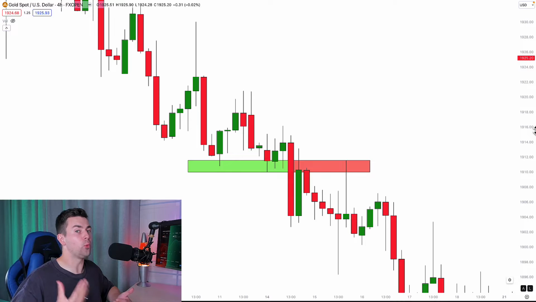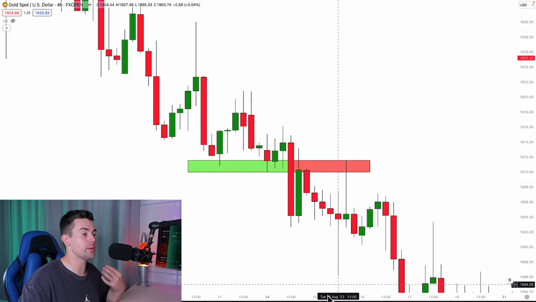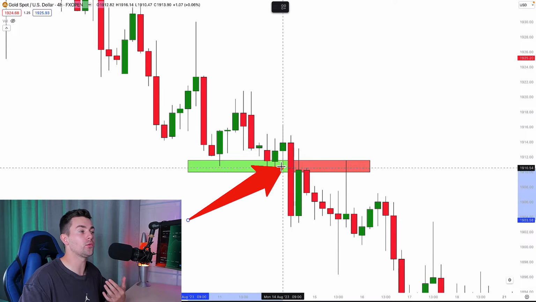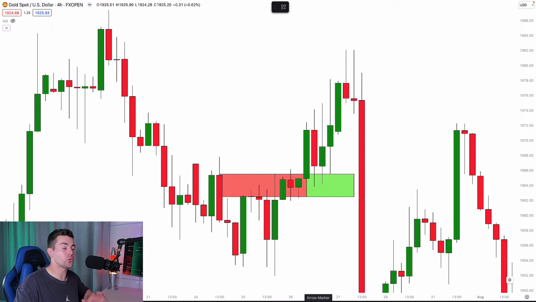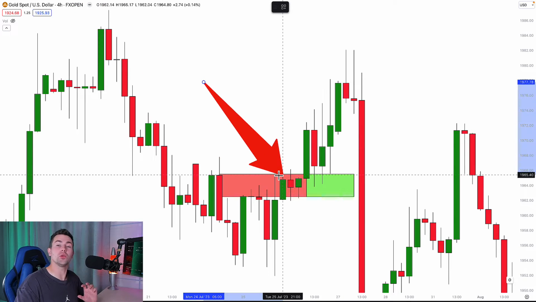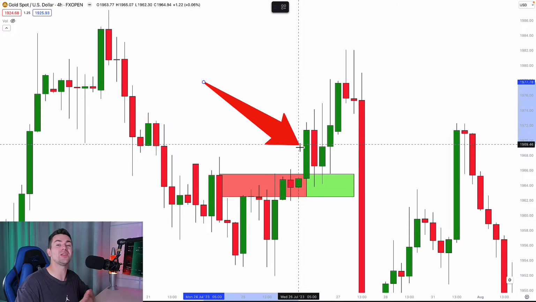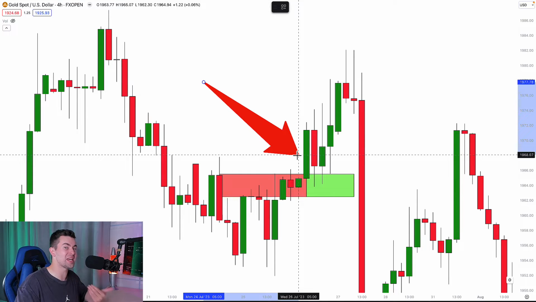To confirm a support breakout on a 4-hour time frame, remember that you should strictly wait for a 4-hour candle close below that. While for a breakout confirmation of a resistance on a 4-hour time frame, you should strictly wait for a 4-hour candle close above that.